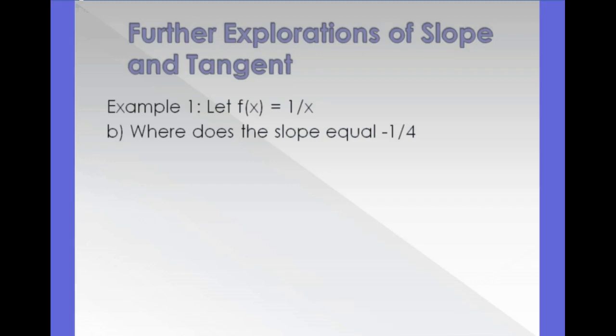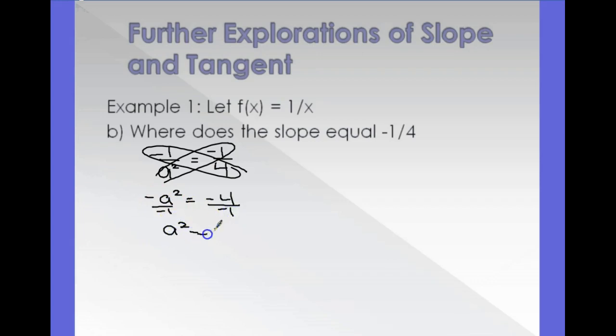So it says, where does the slope equal negative 1/4? So not what is the slope at negative 1/4, but where does the slope equal negative 1/4? So the slope is negative 1 over a squared. We want to know what a value will make it negative 1/4. So we're going to set that equal so I can solve for a. So you get negative a squared equals negative 4 just by cross multiplying. So divide by negative 1. You get a squared equals 4.